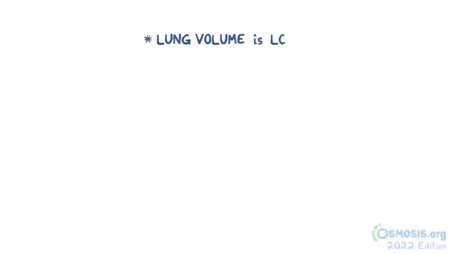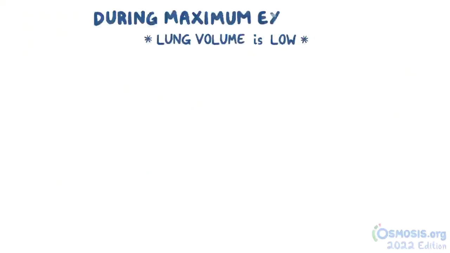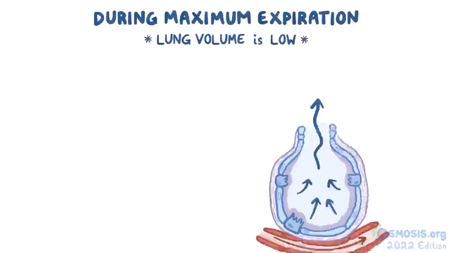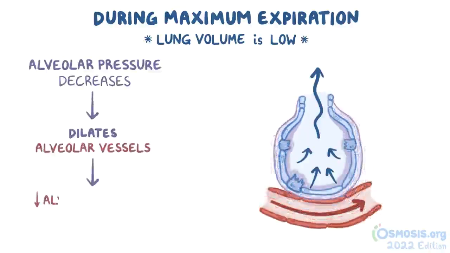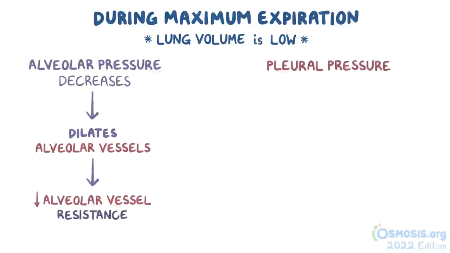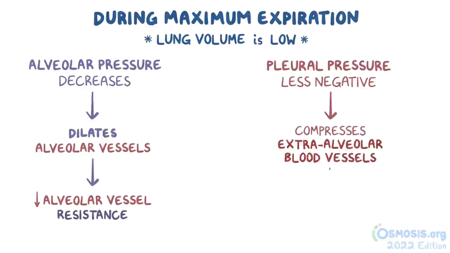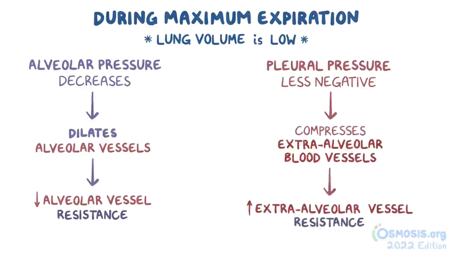When lung volume is low, like at the end of maximum expiration, everything is reversed. Alveolar pressure decreases, dilating the alveolar vessels and decreasing alveolar blood vessel resistance. Meanwhile, pleural pressure becomes less negative, compresses the extra-alveolar blood vessels, and increases extra-alveolar blood vessel resistance.